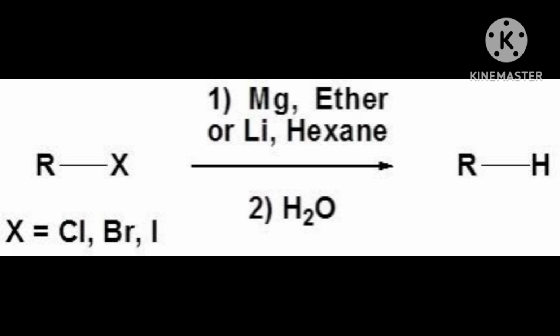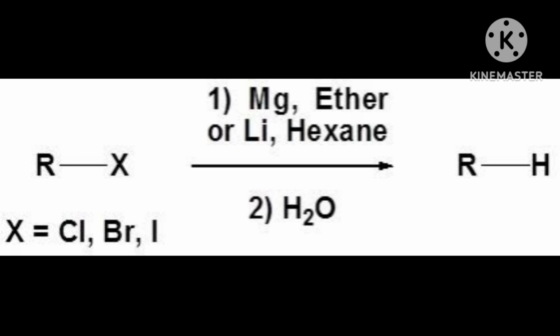Now I am going to discuss a reaction with metals. Most organic chlorides, bromides and iodides react with certain metals to give compounds containing carbon-metal bonds. Such compounds are known as organometallic compounds. Again, you listen.